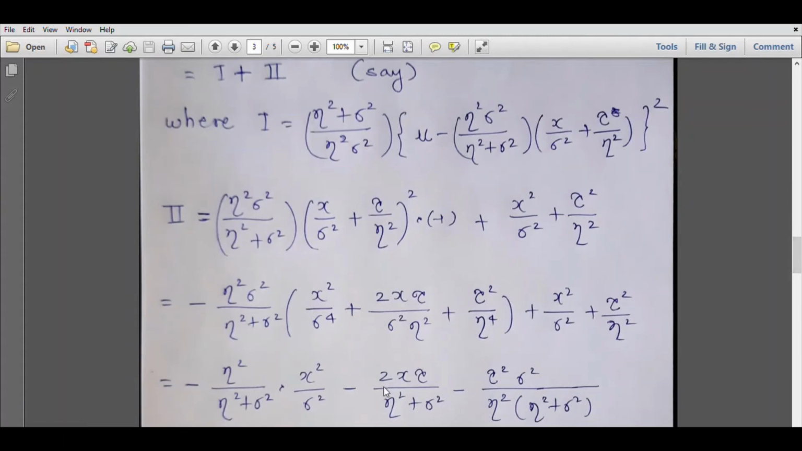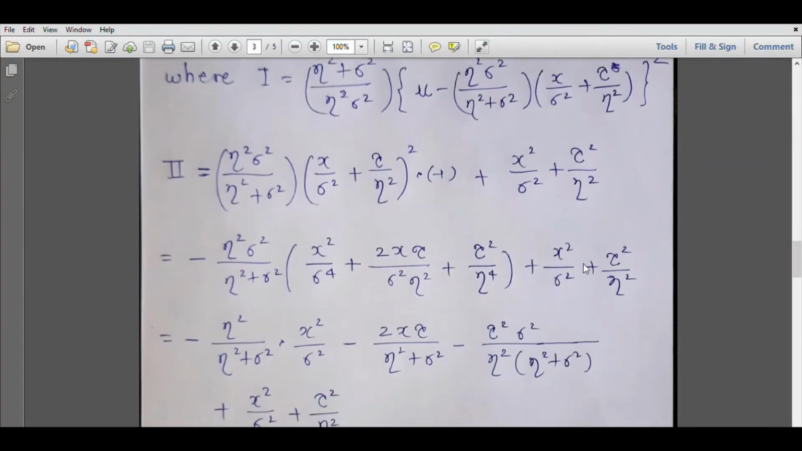So these terms can be further simplified like this. Sigma square and this sigma raised to 4, so I'll get sigma square here. Then eta square and eta square will get cancelled. Similarly, eta square sigma square will get cancelled, and I will have 2x tau upon eta square plus sigma square. And similarly for the third term in this bracket, we'll have tau square sigma square upon, now eta square will get cancelled, so tau square sigma square upon eta square into eta square plus sigma square, plus these two terms will remain as they were.